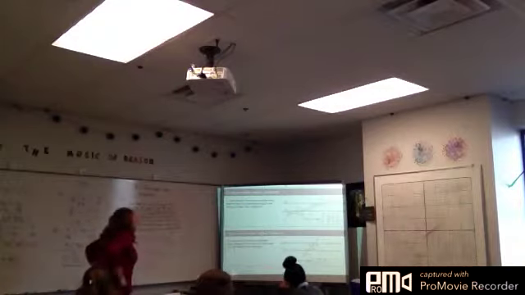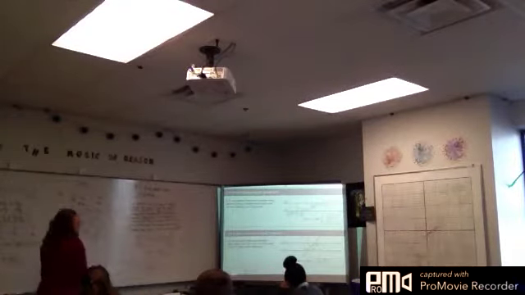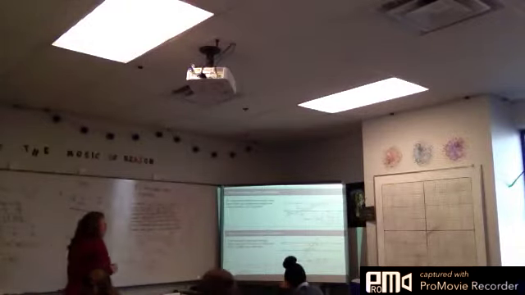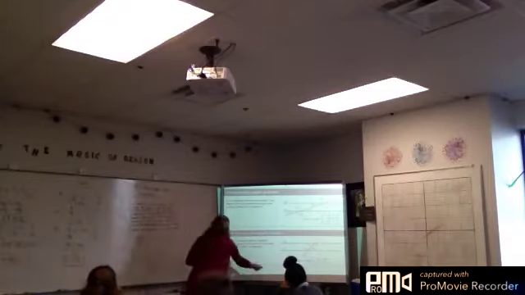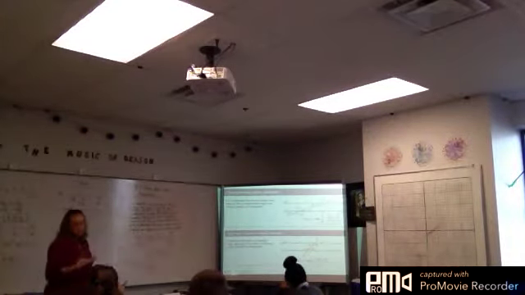So if M is parallel to N, and it's cut by a transversal, then A and D are congruent, C and B are congruent. So we're getting lots of rules so that we can start to solve theorems, or do proofs easier.